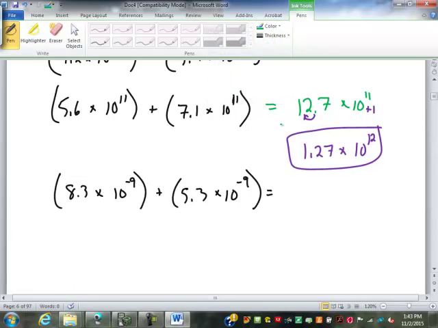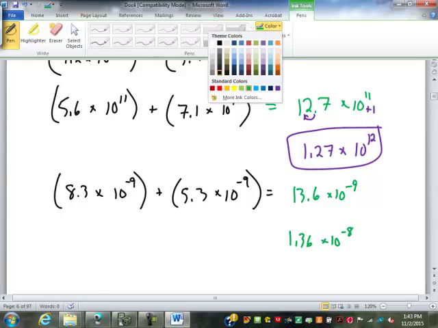1.36. We'll get there eventually. You add them up, you get 13.6 times 10 to the negative 9th. You move the decimal to make it 1.36. The number got smaller, the power has to get bigger. The number gets smaller, the power gets bigger. So negative 9 plus 1 is negative 8. So 1.36 times 10 to the negative 8.